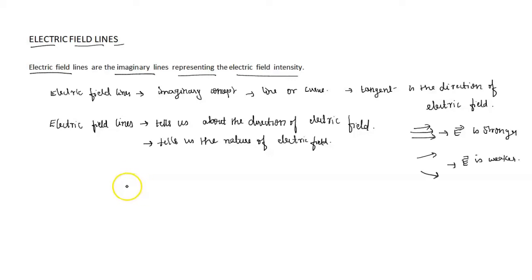The electric field lines are sometimes called field maps. This is another word for electric field lines. There are some points which we need to know about electric field lines. The first one is, electric field lines always originate from a positive charge and end on a negative charge.